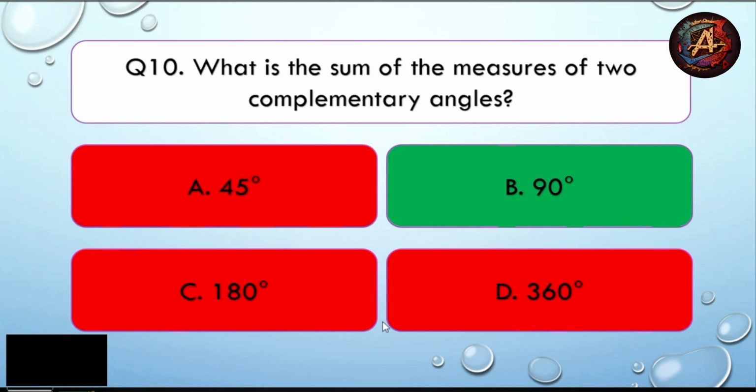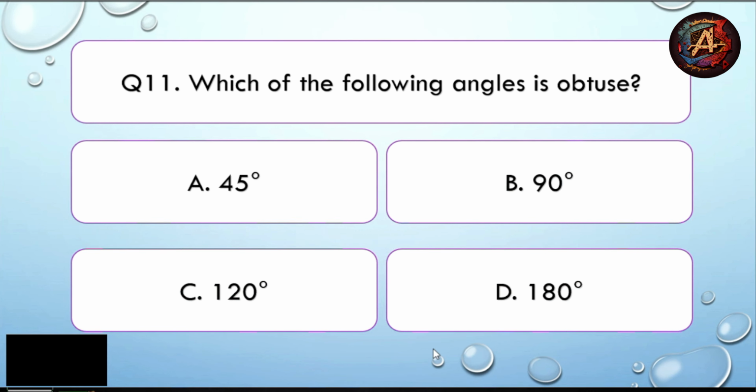Now, let us go to question number 11. So congratulations, you already finished 10 questions for this reviewer. Let us go to the next question. Which of the following angles is obtuse? Is it A, 45 degrees, B, 90 degrees, C, 120 degrees, or D, 180 degrees? I'll give you 5 seconds.